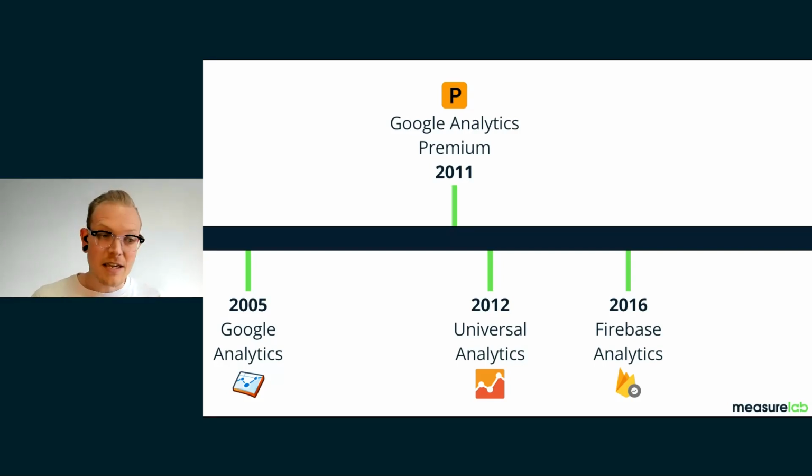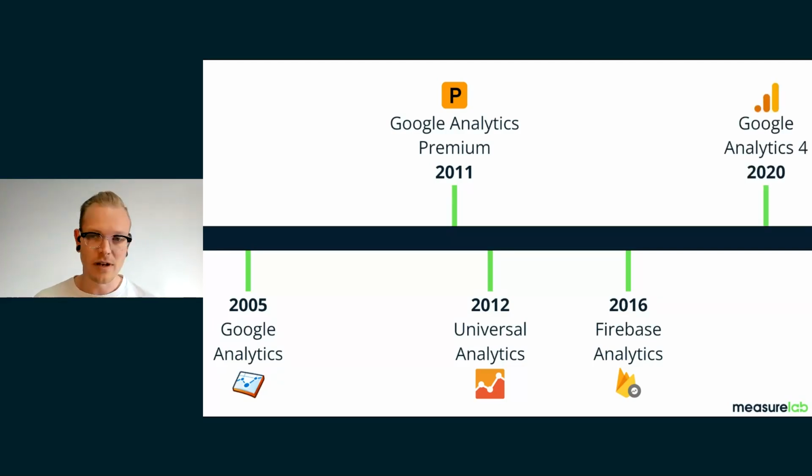A couple of years after that, they bought another company, which is a classic Googleism, and released something called Firebase Analytics. This is their app analytics tracking solution. And then finally, they merged those two things together, the Firebase Analytics for apps and the Google Analytics for web, in what we now know as Google Analytics 4.